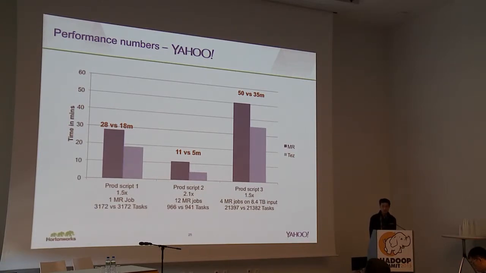And the third job is relatively complex. We have 4 MapReduce jobs, but it's processing 8.4 terabytes of data. On Tez, it only runs 35 minutes, and 50 minutes on MapReduce. So we can see the improvement is quite consistent.